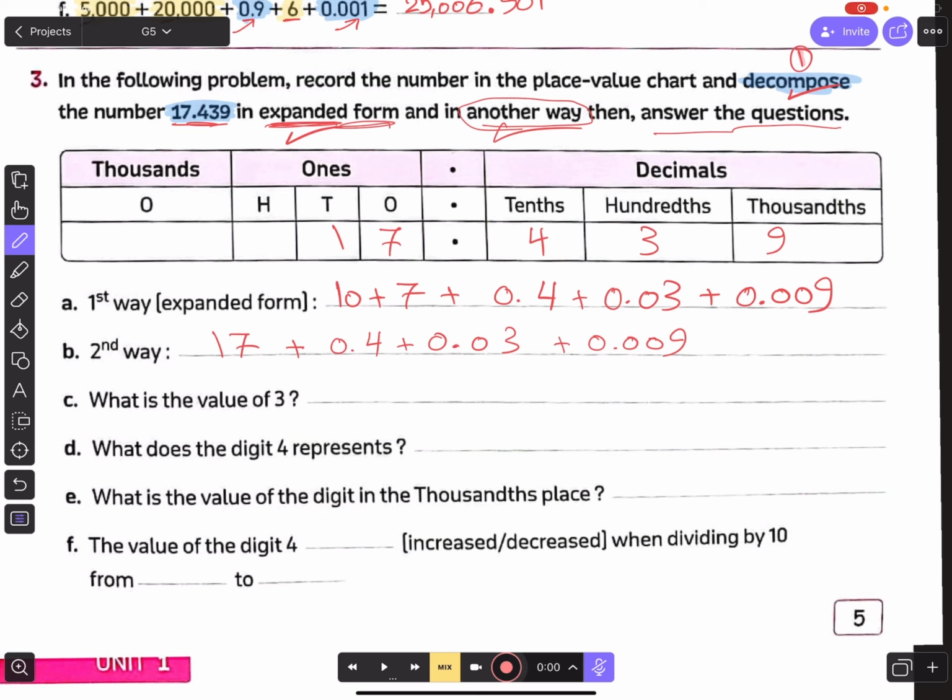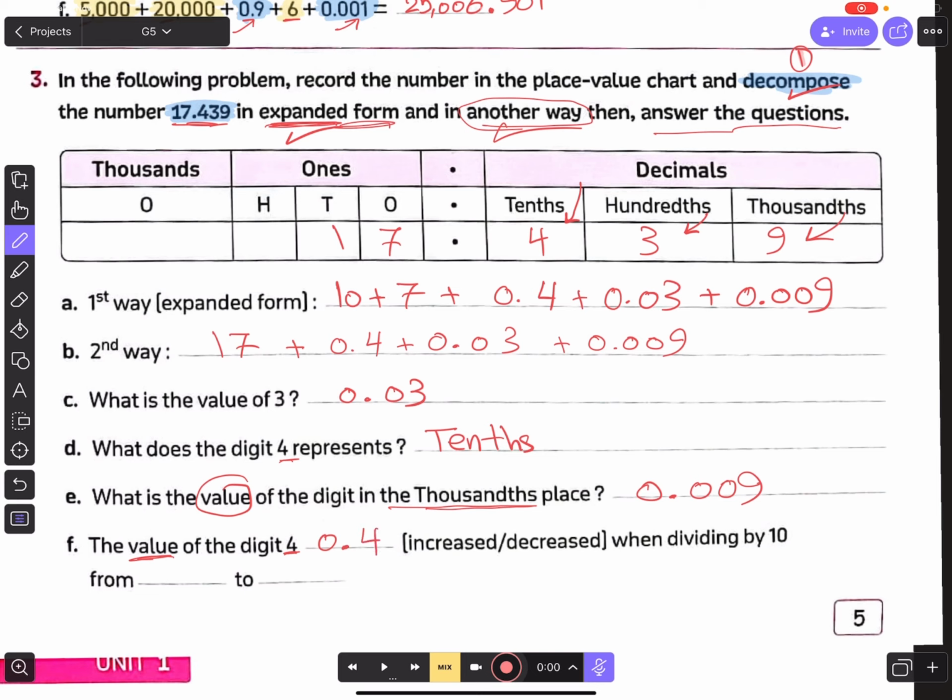What is the value of 3? The value of the 3, which is in hundredths, equals 0.03. What does the digit 4 represent? This digit 4 represents tenths. Letter E. What is the value of the digit in the thousandths place? Where is the digit which is in the thousandths place? It is 9. What about its value? Its value will be 0.009.